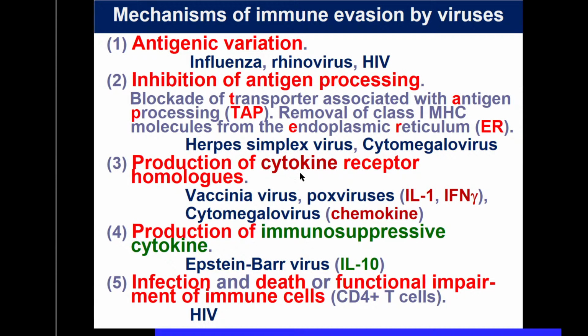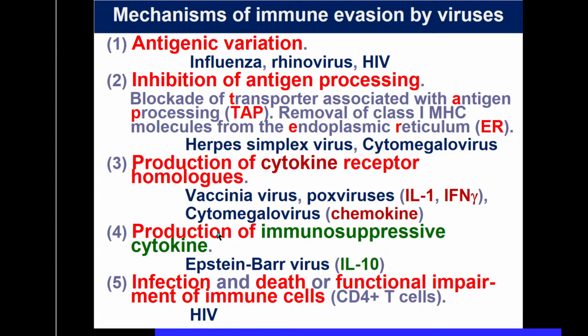Third, production of cytokine receptor homologs. Some viruses code for proteins that serve as homologs of the receptors for cytokines. It means vaccinia virus and pox viruses producing analogs of the receptors for cytokines may bind interleukin-1 and interferon gamma, removing these cytokines from the infected area of the organism and preventing the formation of the cytotoxic T cells.